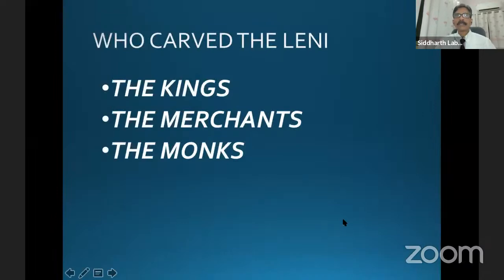Now, who carved the Leni? The important question is, who carved the Leni? There are three donors or carving persons: the king, the merchants, and the monks. The king, King Ashoka, had patronage for Buddhism, and he ordered the carving of Lenis and so many stupas, 84,000 stupas, and the relics were distributed accordingly. He ordered the carving of most of the Buddhist sites.